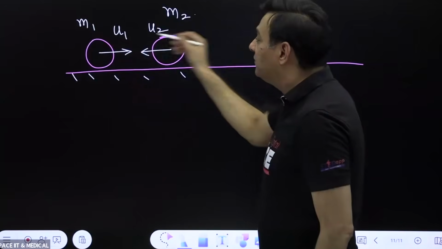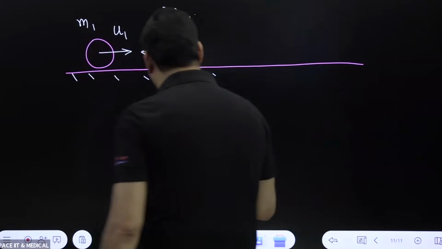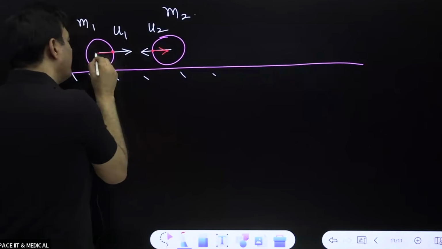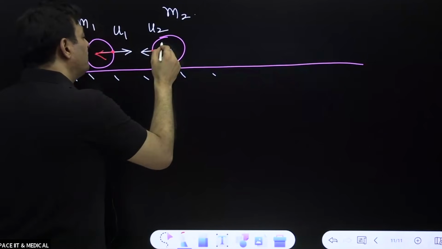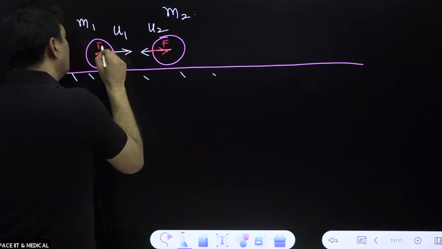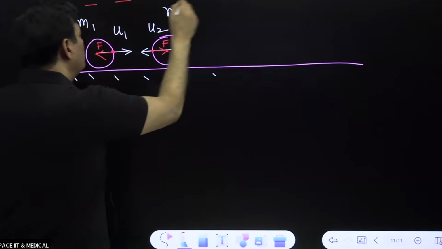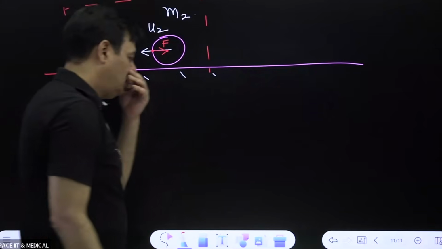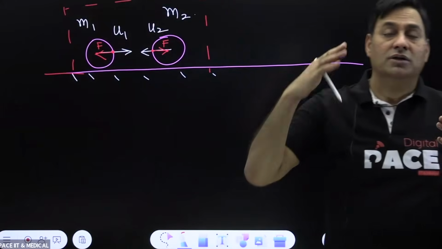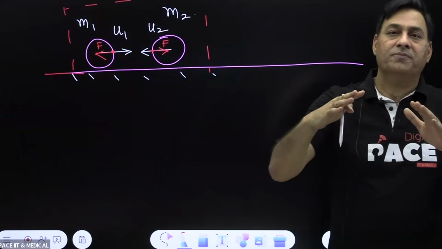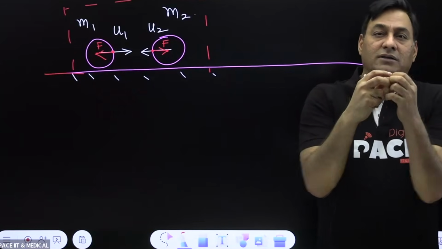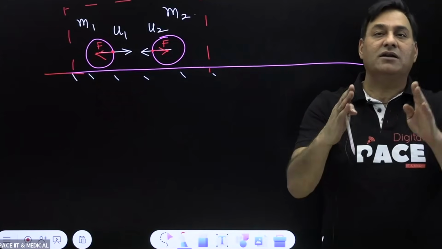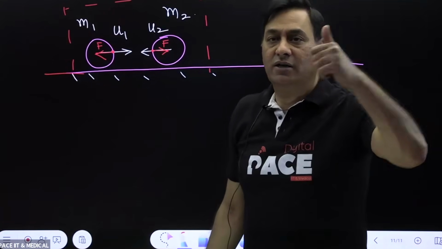If I assume both of them as one system, when they collide, they will exert a force on each other. That force is the force of collision, F. This is an internal force. If I am assuming both of them as one system, is there anyone from outside who is pushing them in a horizontal direction? No. So the external force is zero. Whenever two bodies collide, the force that they exert on each other is an internal force. There is no external force acting, so we will conserve the linear momentum.